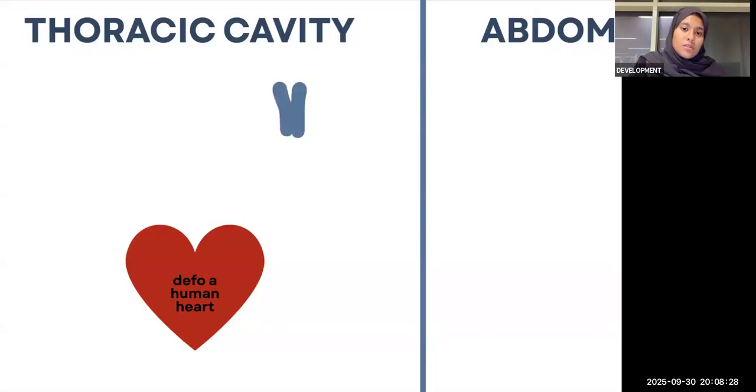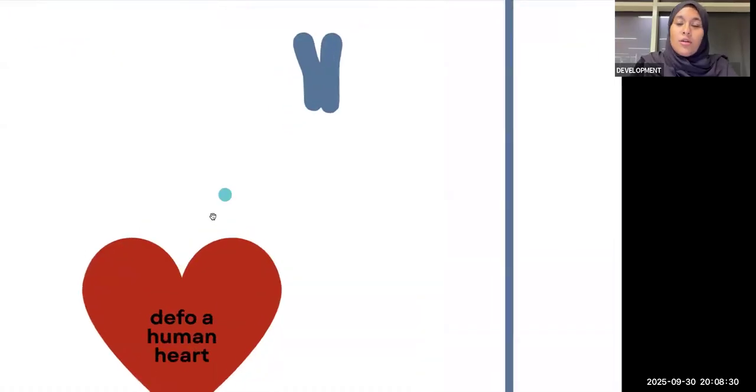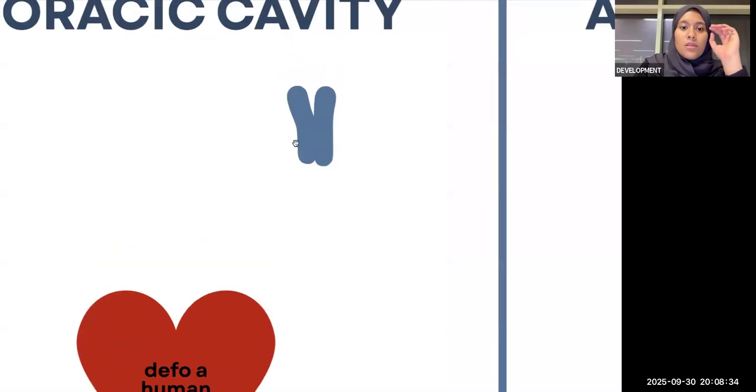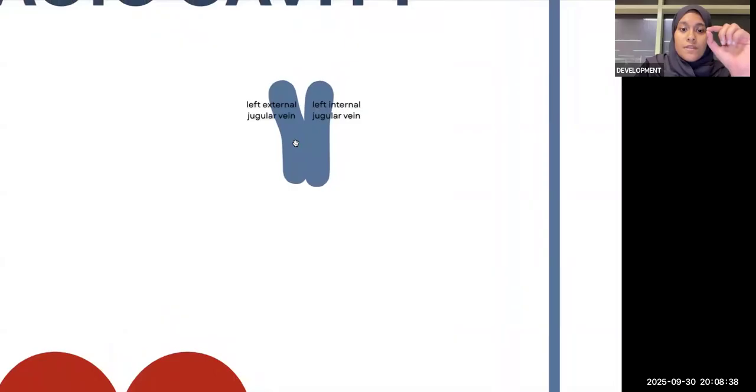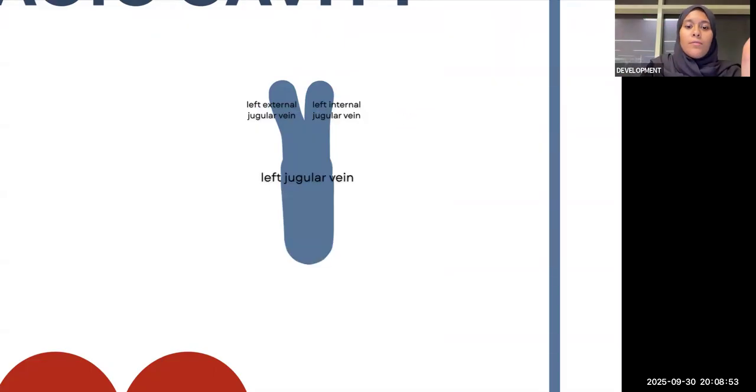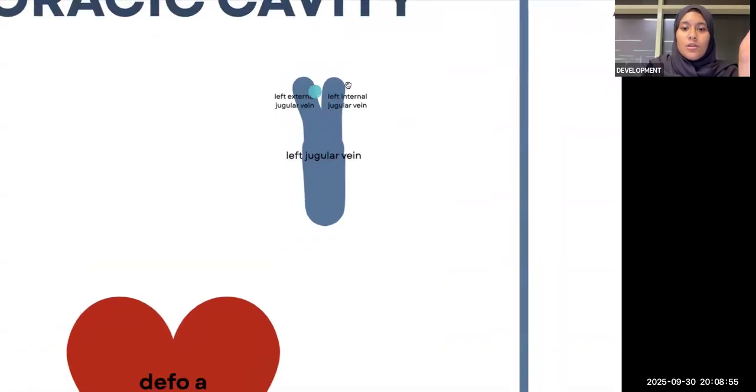We have these two veins. These two veins are called, we're in the neck region, by the way. This is in the neck. These two veins are called your left internal jugular vein and your left external jugular vein. Your left internal and left external jugular vein. Those two join together to become the jugular vein. Okay, see how simple? External, internal join together to become jugular vein.